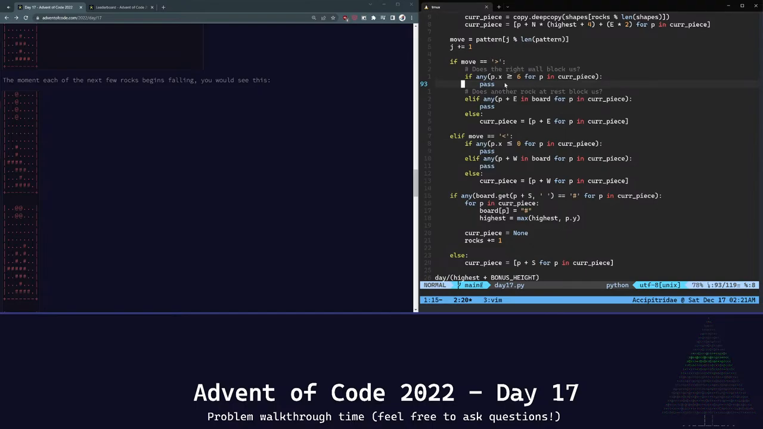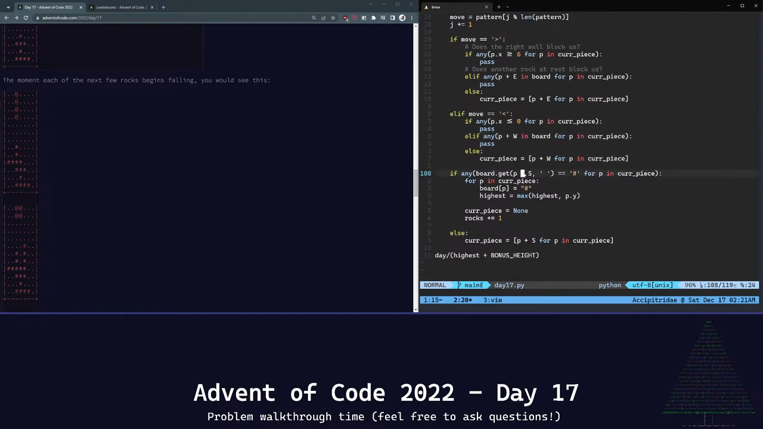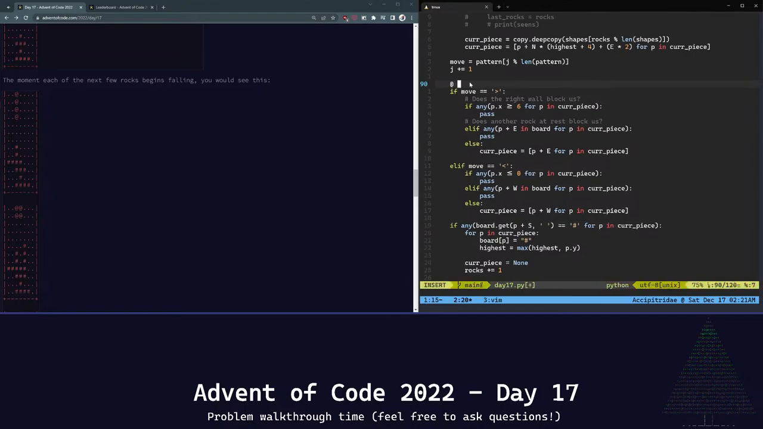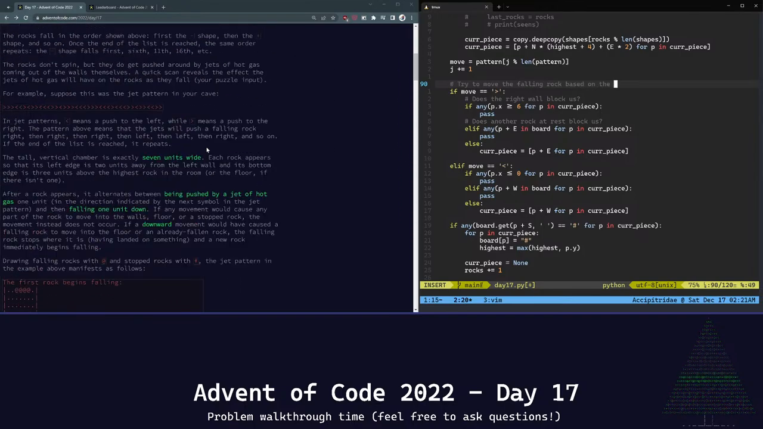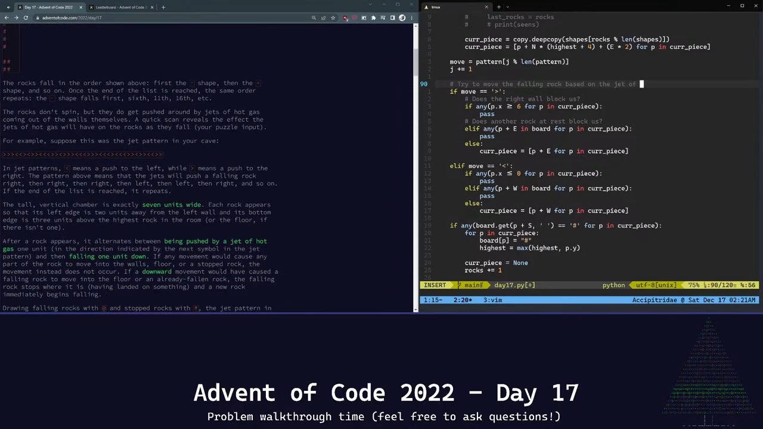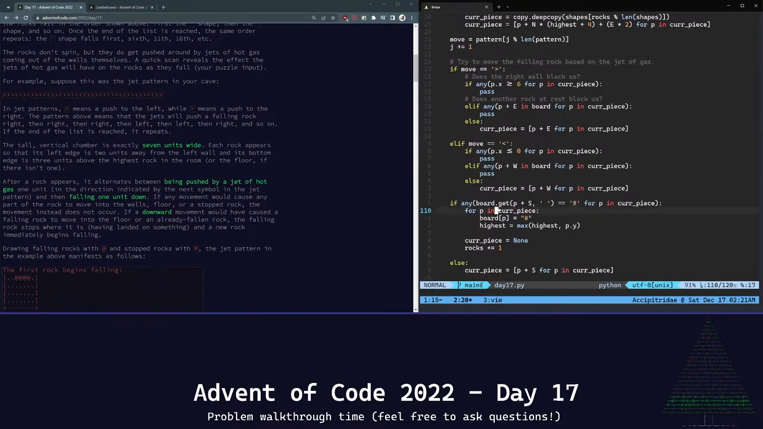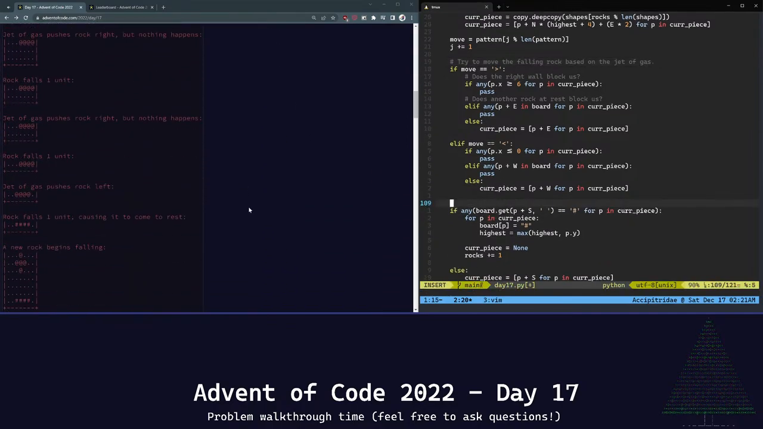But you do similar logic here for the left side, just that obviously you check against the left wall and you move to the left, and you check that there's nothing impeding us in the way if we were to go left. So we try to move the falling rock based on, what do they call it? The jet? Jet of gas. Great. Now we're here. Do we come to rest?